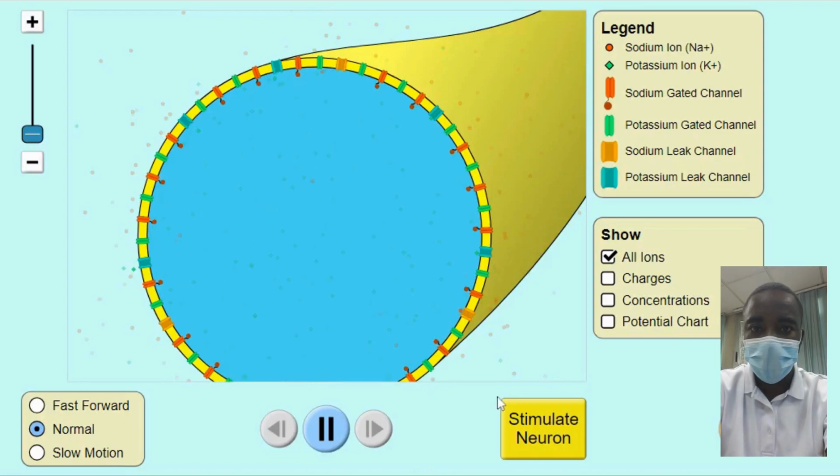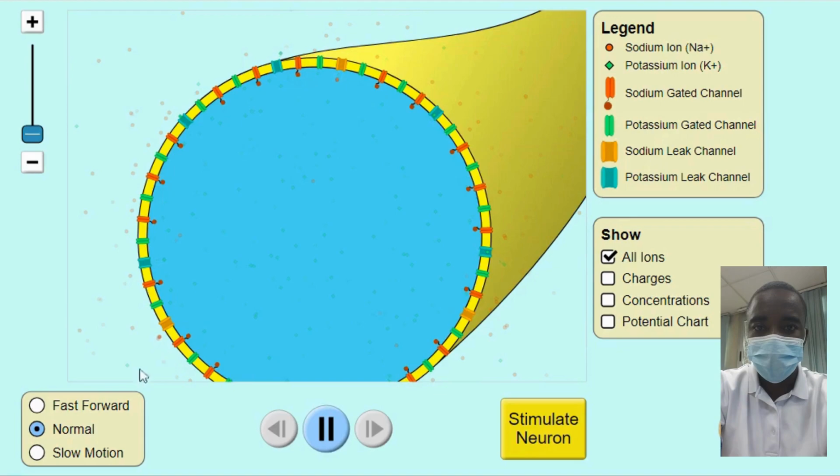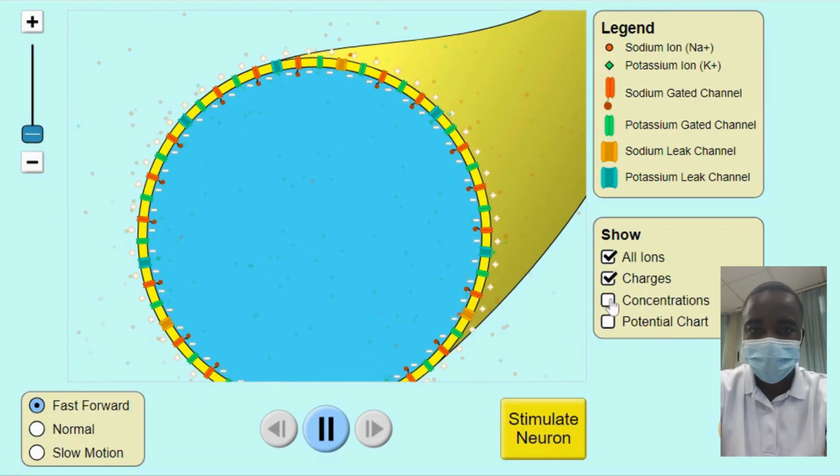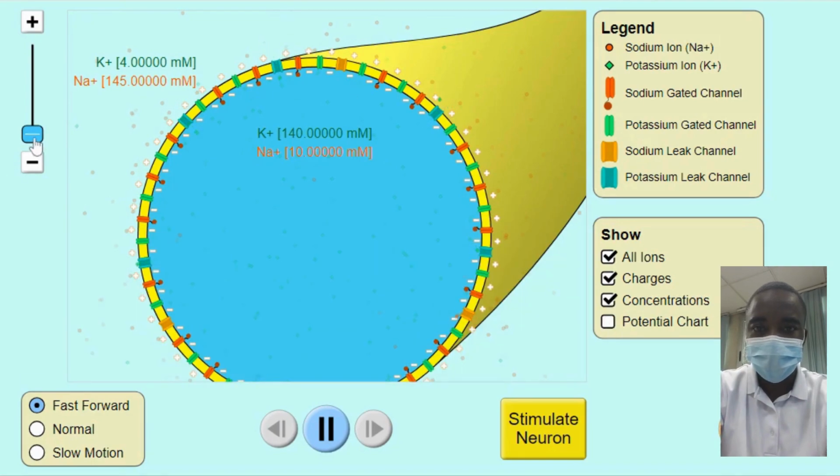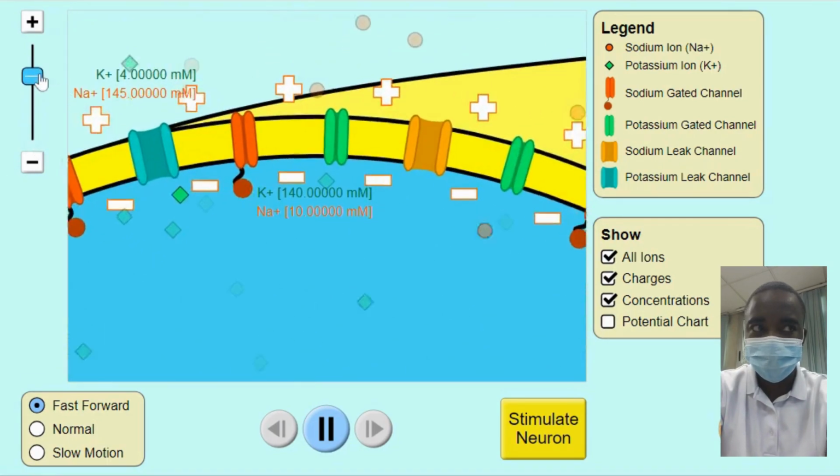The neuron simulation is a valuable tool for students to understand the complex movements of sodium and potassium ions within a neuron. It allows students to observe and explore the movement of these ions across the cell membrane, which is essential for the transmission of signals within the nervous system.